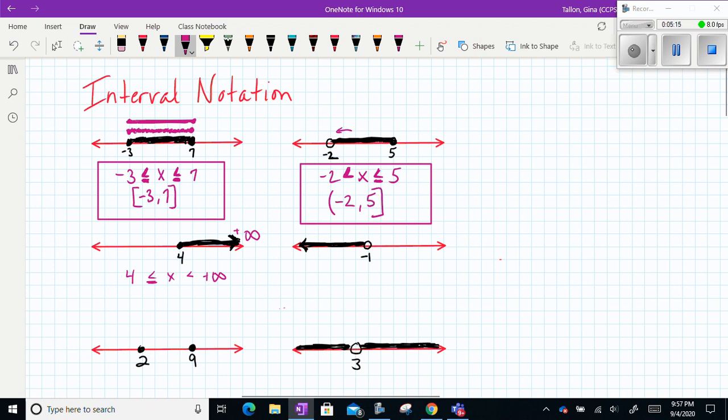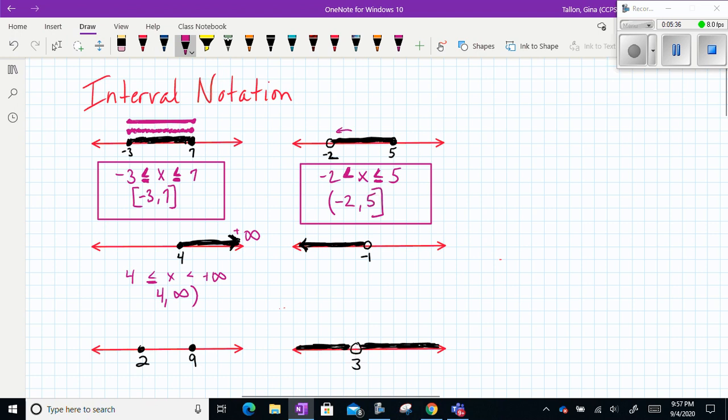You could also do 4 comma infinity, and if I don't put a positive sign on the infinity, it's presumed to be positive. I like to use parentheses around all infinities, positive or negative, because I just don't seem to think that you can include infinity. But I won't take any points off if you use brackets.